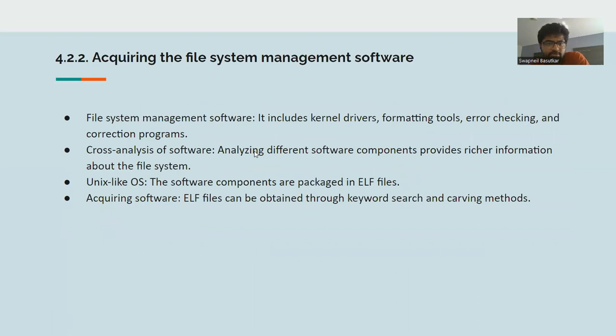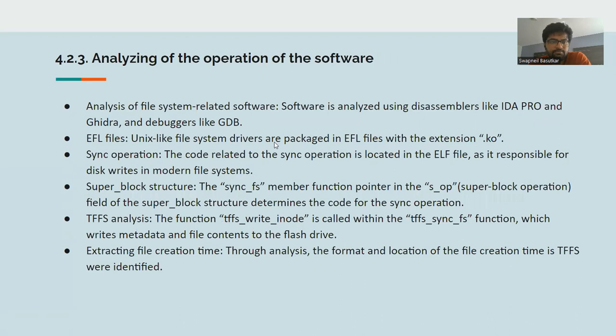Acquiring the file system management software. File system management software includes kernel drivers, formatting tools, error checking and correction programs, cross-analysis of software, and then you have a Unix-like operating system, and then acquiring software. ELF files can be obtained through keyword search and carving methods.